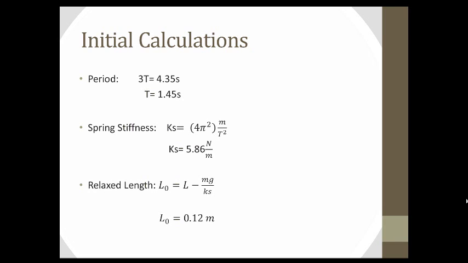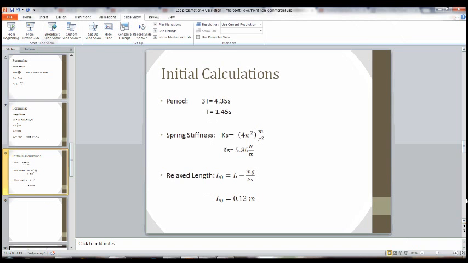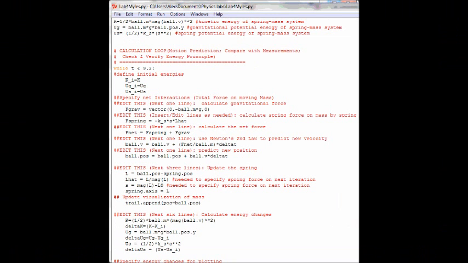Now from here, we can find the relaxed length of the spring. We already know what the length of the spring is. We found it was 0.7. So we plug that in, and we subtract the mass times gravity divided by the spring stiffness. When we do that, we get the relaxed length to be 0.12 meters. Now we are able to write the code.